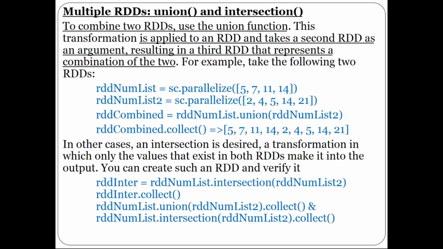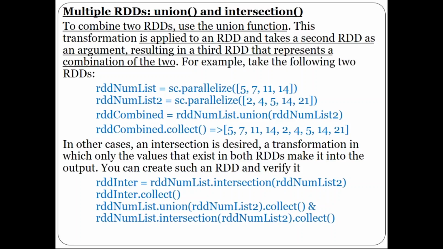Now let's verify this one. You have RDD num list 5, 7, 11, 14. You have RDD list 2, 2, 4, 5, 12, 2, 4, 5, 14, 21. And when you combine them, you maintain a union which gives all the results. It's fairly simple. Even a layman can understand what a union does.